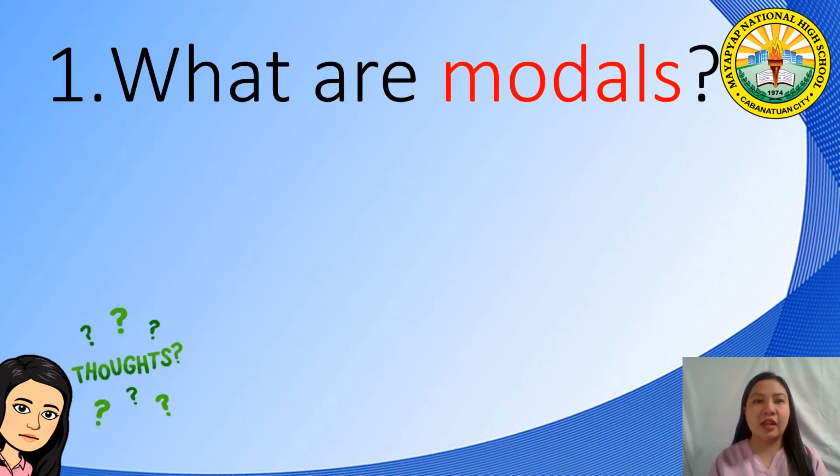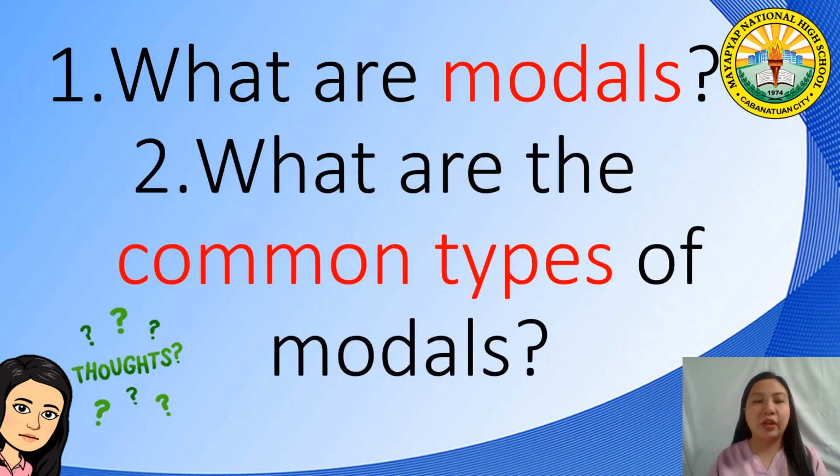Let us now generalize what we have learned for today. First one, what are modals? Modal verbs are types of verb that are used to indicate modality. That is, likelihood, ability, permission, request, capacity, order, obligation, or advice. What are the common types of modals? First one is can. It indicates ability. Second one, must or need to. It indicates necessity or obligation.